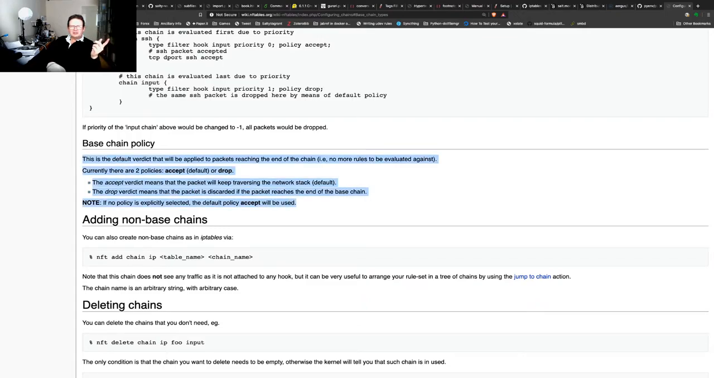Okay, now you've got the default policy. Now in NF tables, we have only accept and drop. They've got rid of reject. So that's good, because reject was pretty much never used.